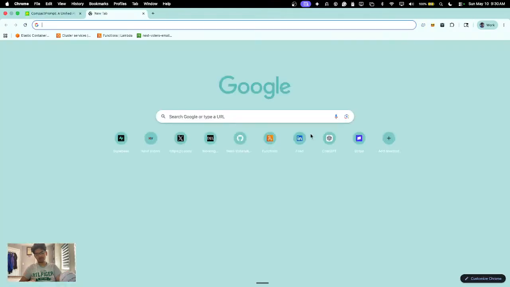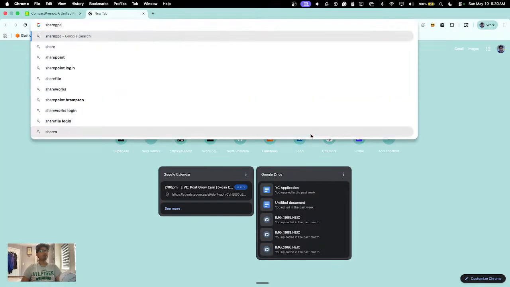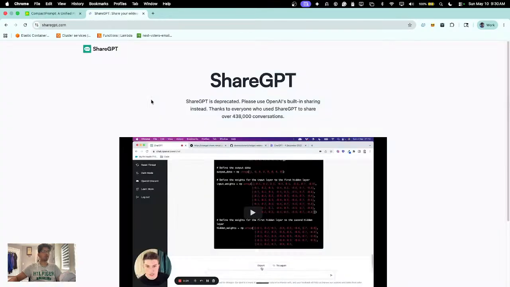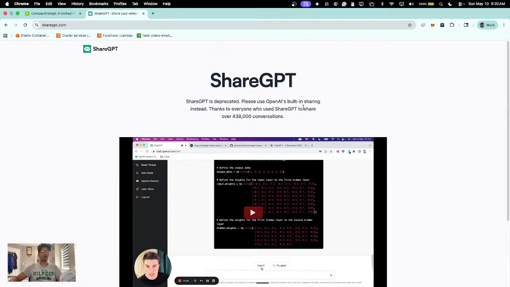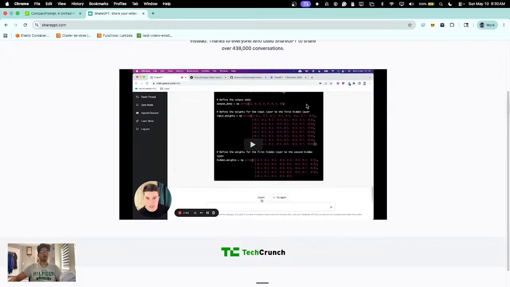Just for context, because I don't think I've given it before, ShareGPT was a service where you could share your ChatGPT chats, right? However, now this is built in, so you don't really need this anymore. So they deprecated the project.